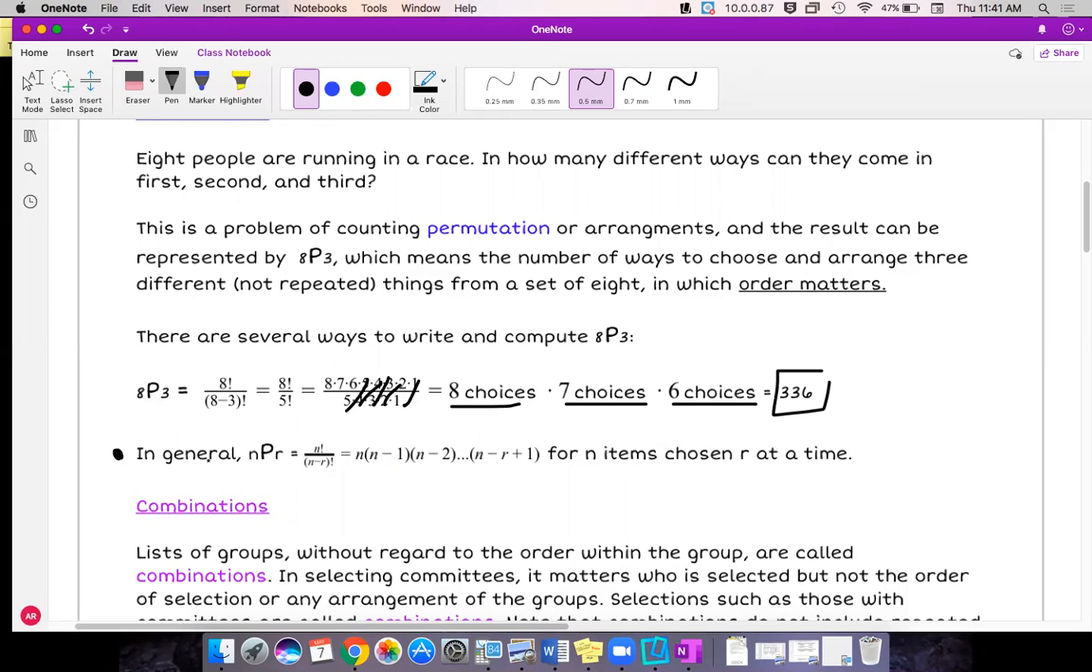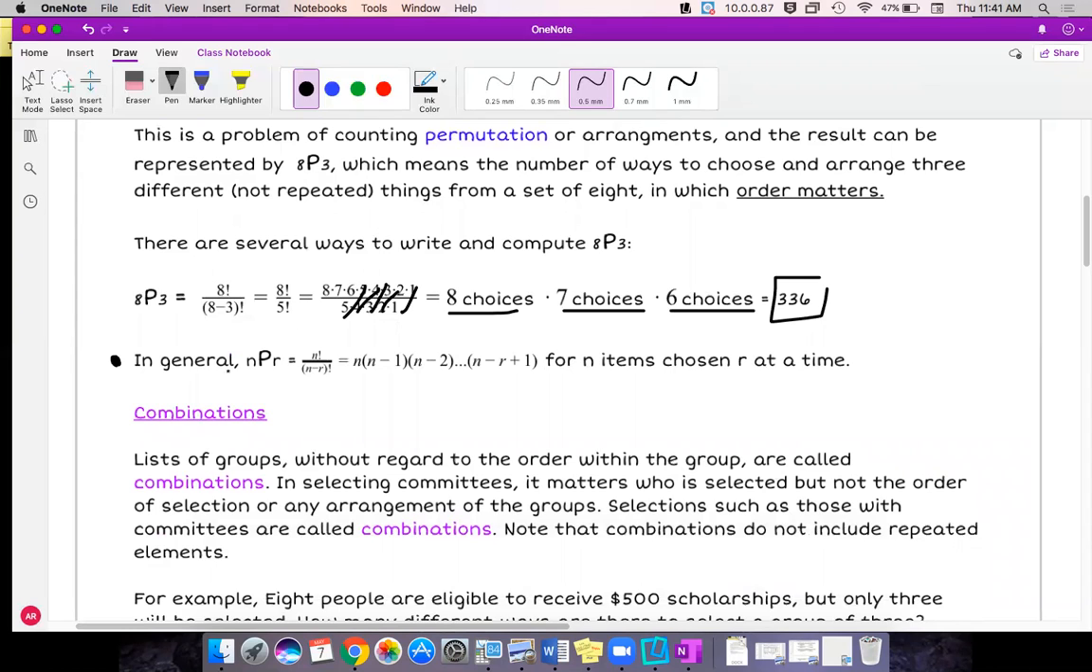So here's your general formula for that. nPr is n factorial over n minus r factorial, which is n times n minus 1 times n minus 2, all the way down until you get to n minus r plus 1. So that's just your formula for n items chosen r at a time. This is how you guys would set that up.